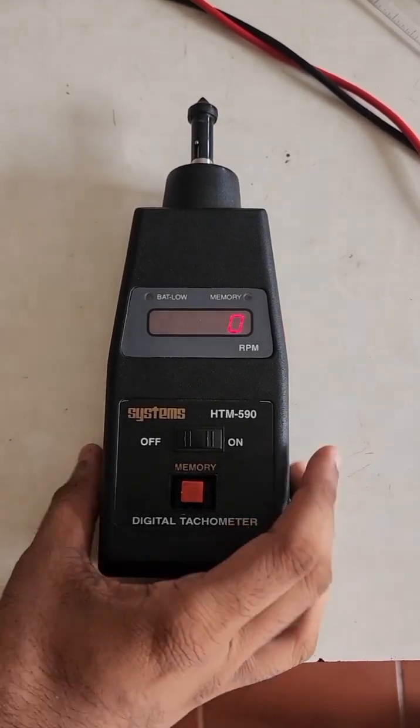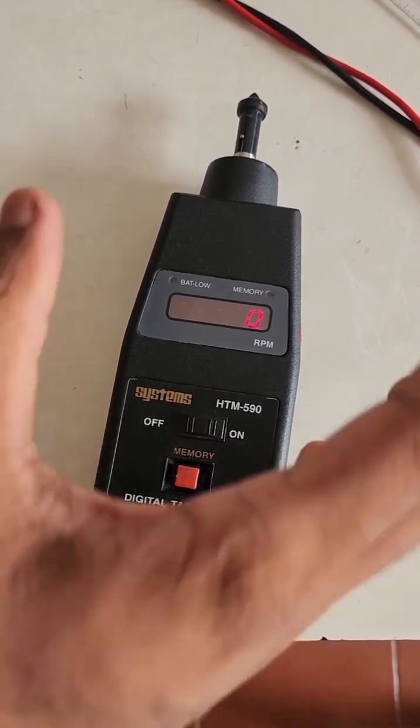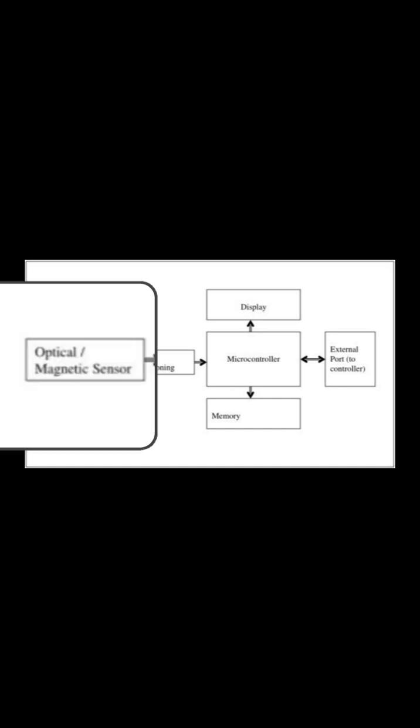Let us understand the working principle and the block diagram of the tachometer. A tachometer employs a rotating disc with a marked pattern that interacts with the sensor, generating pulses proportional to the rotational speed. So let us go deep into the block diagram and understand how all the components work as a unit. The magnetic sensor detects the rotation of the wheel or disc attached to the rotating object.